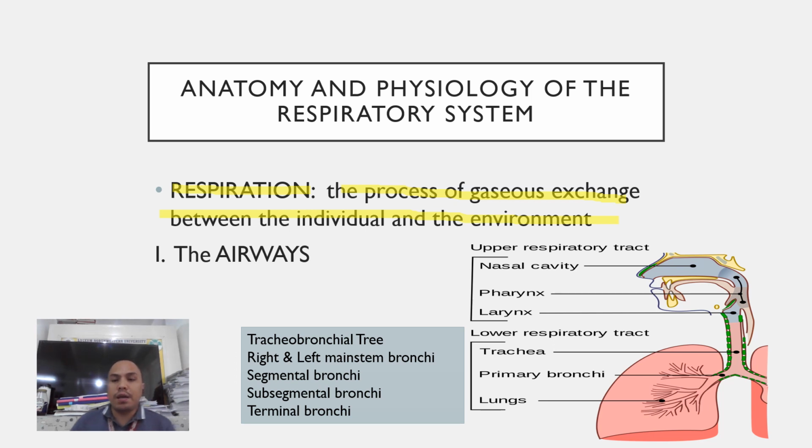So punta naman tayo sa structure and processes of our respiratory system. Okay, let's proceed to the airways. As you can see on the picture flashed on the screen, there are URT and LRT, the upper respiratory tract and the lower respiratory tract. In the upper respiratory tract, we have the nasal cavity, the pharynx, and then the larynx. While in the lower respiratory tract, we have the trachea, primary bronchi, and then we have the lungs.